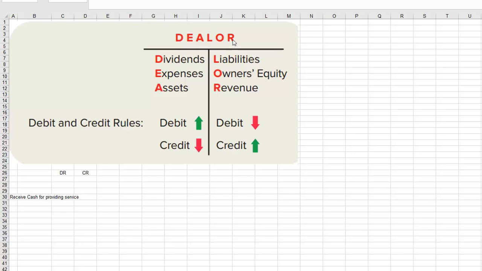I call it DEALOR. It stands for, on the left side here, dividends, expenses, and assets. And on the right side, liabilities, owner's equity. Before we were calling this shareholders' equity, so we're calling it owner's equity here, and revenue. All right, we'll do some examples of these, but the left side is increase with the debit and decrease with the credit. The right side is decrease with the debit and increase with the credit.